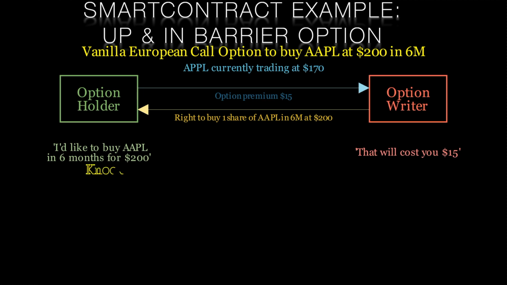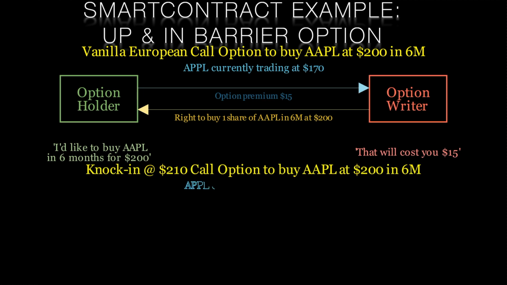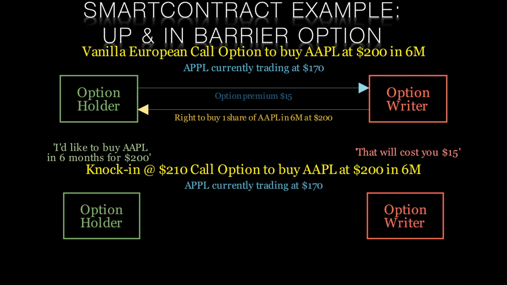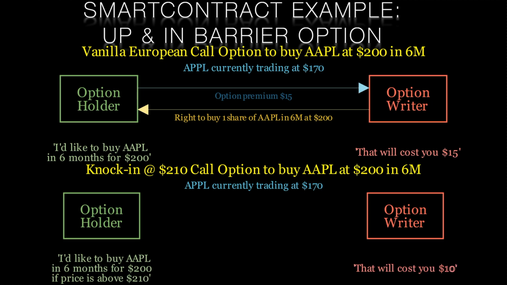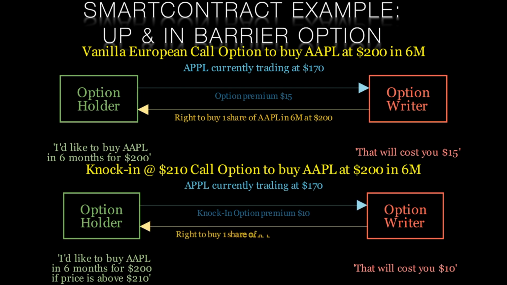A knock-in option has an additional feature, a barrier. The option will not knock in until the price reaches the barrier. Even if the asset is above the strike price upon expiration, the option will expire worthless if the barrier has not been triggered. Barrier options typically have lower premiums than vanilla options to account for the fact that the barrier increases the chances that the option will expire worthless.